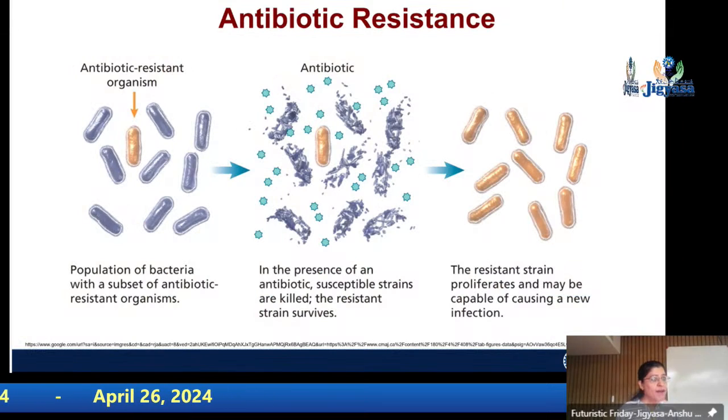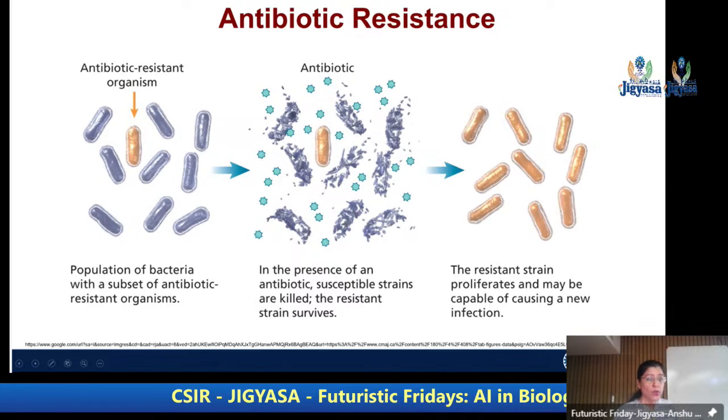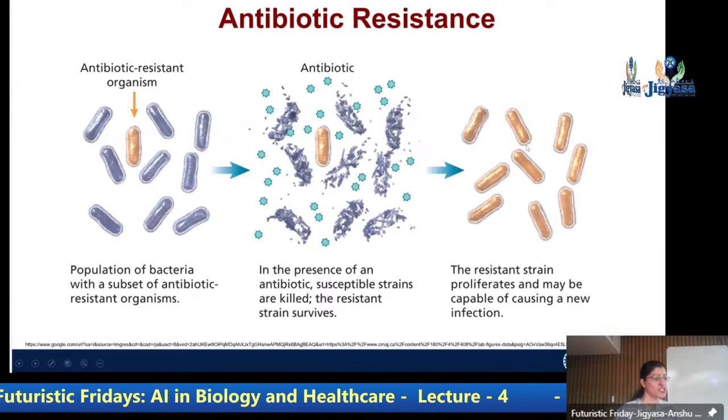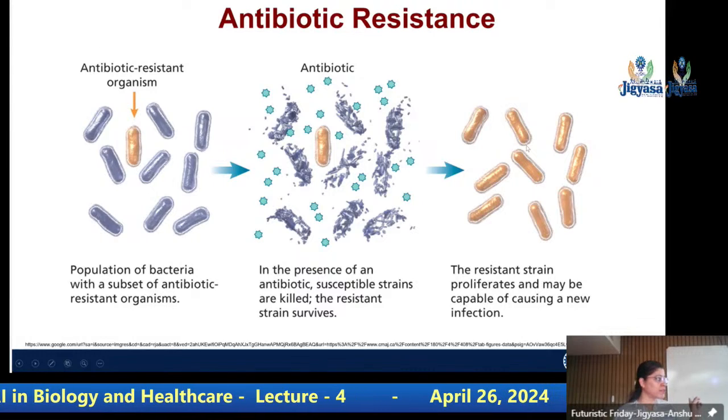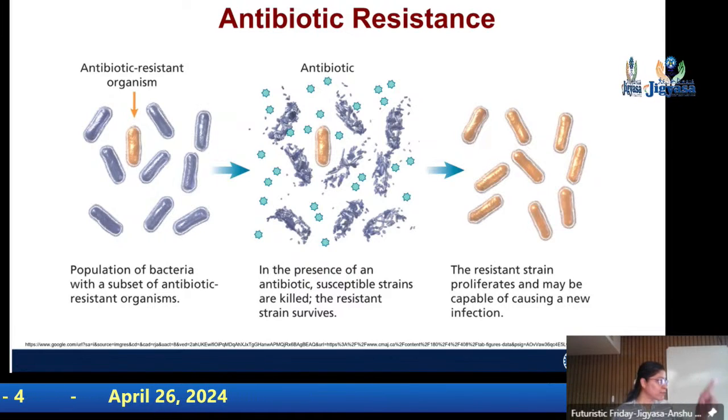Just to get more clarity, if I have a group of bacteria here and I expose them to antibiotics, the ones in silver die. The golden one is the one which is resistant, survives, and that is what proliferates. So imagine what happens when you take antibiotics. You are killing the susceptible ones and promoting the ones that cannot be killed by antibiotics.